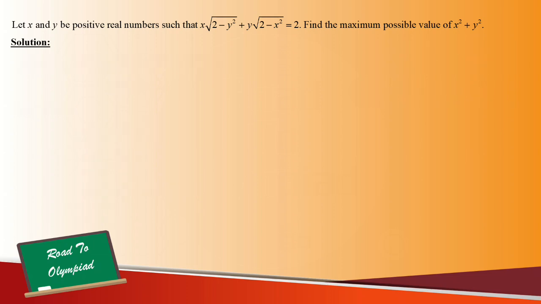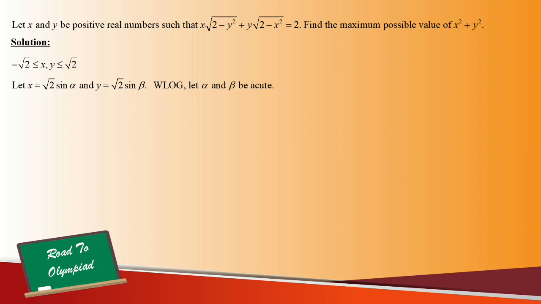For the second solution, we notice that x and y must both be between negative square root of 2 and positive square root of 2. So we can use trigonometric substitutions for x and y by letting x be square root of 2 sine alpha and y be equal to square root of 2 sine beta. Without loss of generality, we can further assume that alpha and beta are both acute angles.